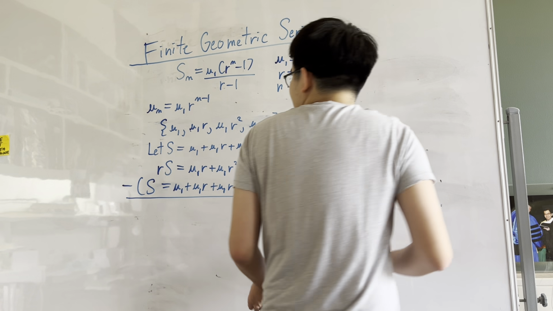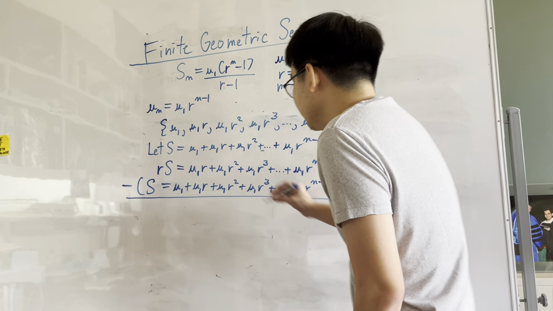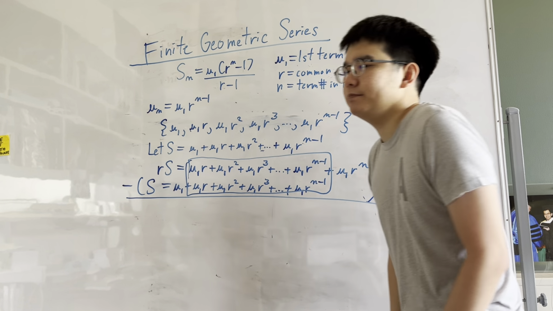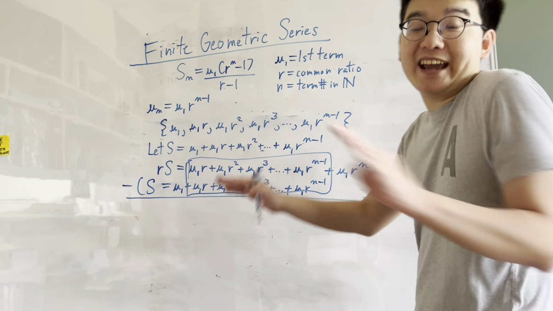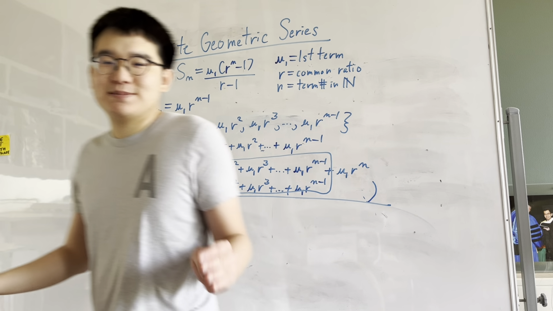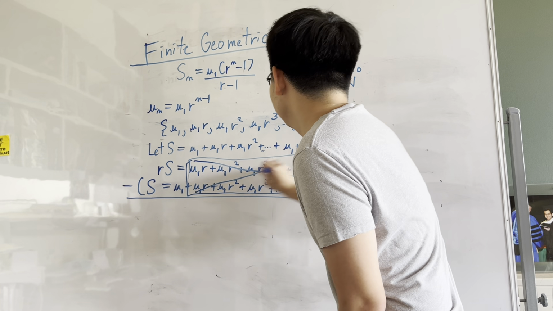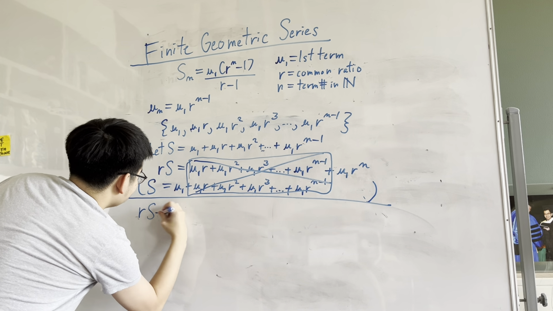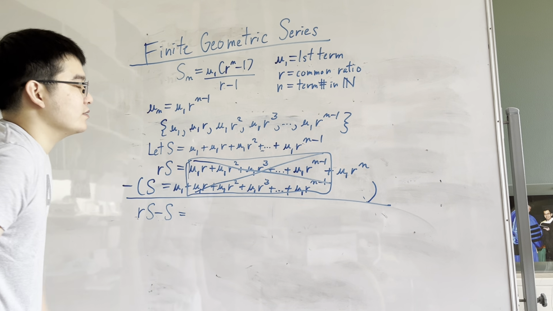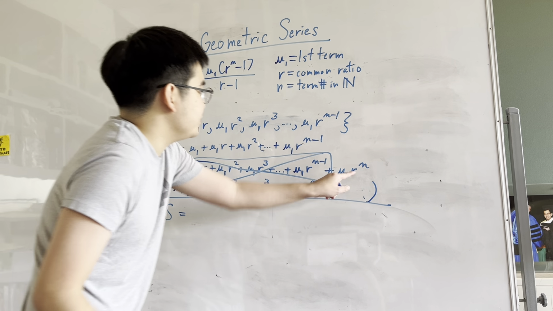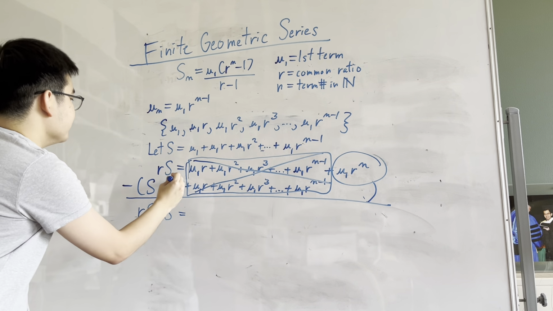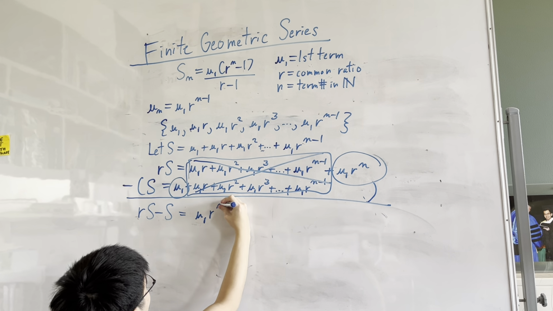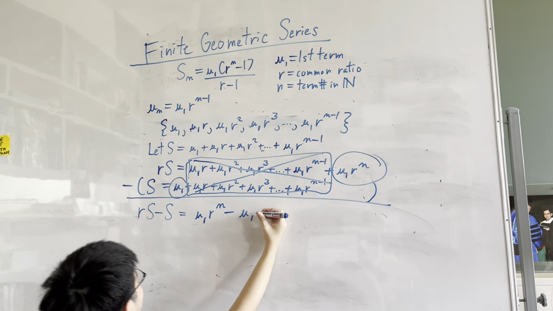But what happens to most of these terms, particularly these guys over here? Because they're all the same. They get canceled. Not in the media sense, but mathematically. Boom, gone. And so you have rS minus S equals, the only remaining two terms we have left is this u sub 1 r^n over here, and this u sub 1. So we get u sub 1 r to the n minus u sub 1.